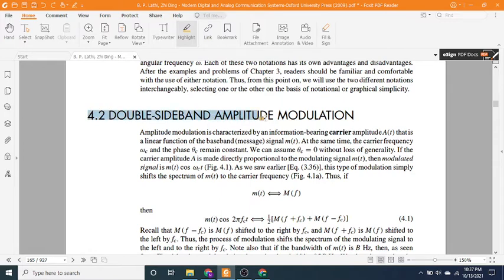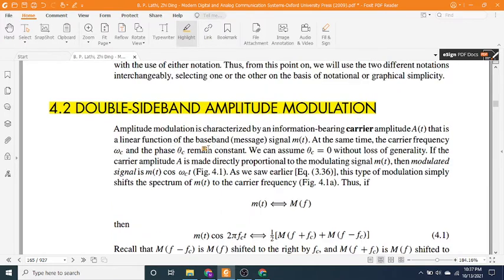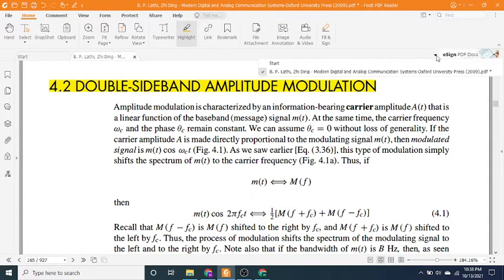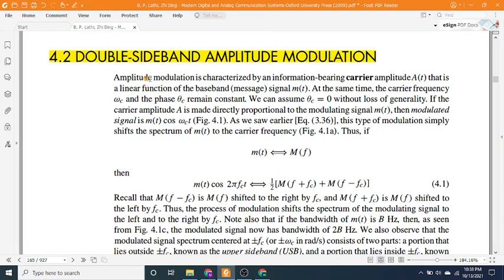4.2 Double-Sideband Amplitude Modulation. Amplitude modulation is characterized by an information-bearing carrier amplitude A(t) that is a linear function of the baseband message signal m(t). At the same time, the carrier frequency ω and the phase θ remain constant. We can assume θ equals 0 without loss of generality.